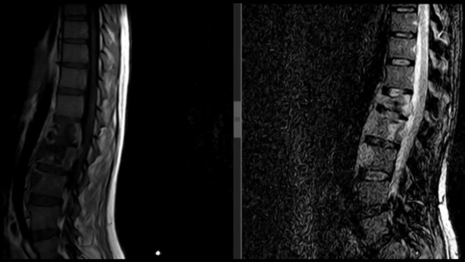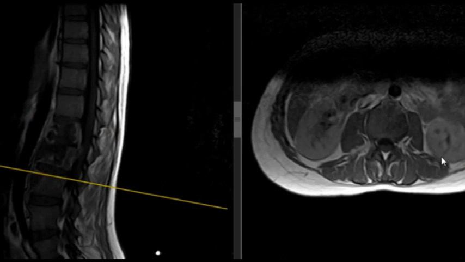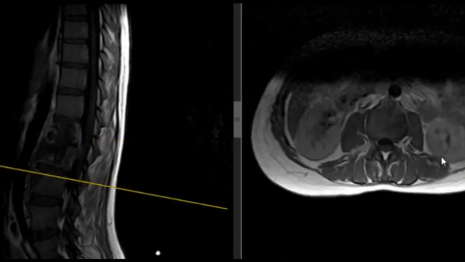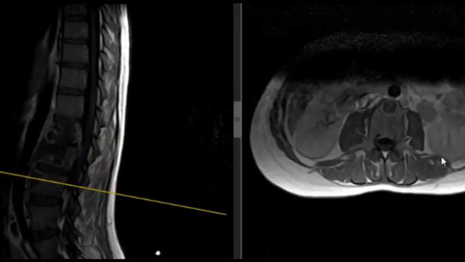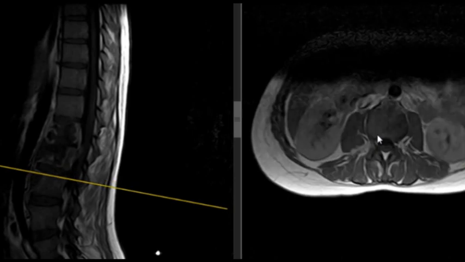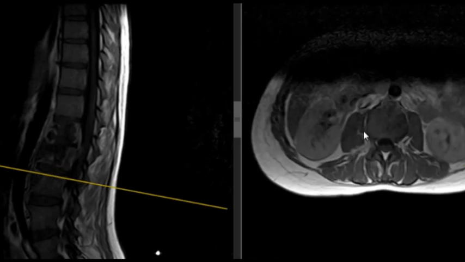We should also examine the paraspinal area for involvement of the psoas muscle. Do we have any? So basically what we have is an abscess, extending intraspinally and to the outside, mainly at the level of L1 and L2, I think.